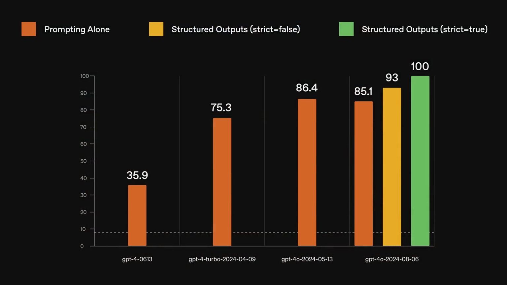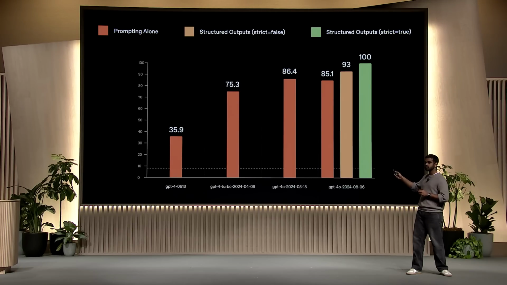So here are the results from our training process. This graph shows our models on the x-axis and their accuracy on one of our evals on the y-axis. The first 3 bars from the left are GPT-4, GPT-4 Turbo, and the original GPT-4o. You can see that accuracy improved from about 36% to 86% over the last year. Now, at the very end here, you see the results for our latest model. The orange bar shows the model's results with just prompting, and it has an accuracy of about 85%. When you add in the newly trained response format, we see with the yellow bar that the accuracy improves to 93%. This is much better, but still not 100%.